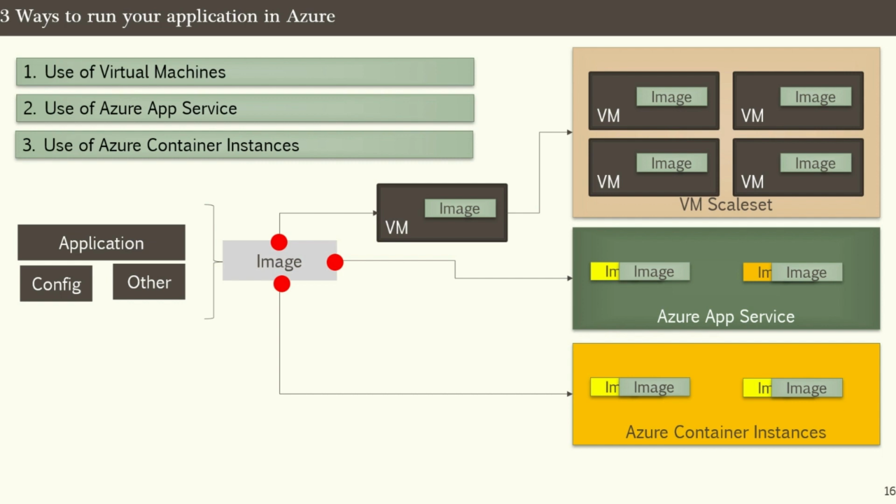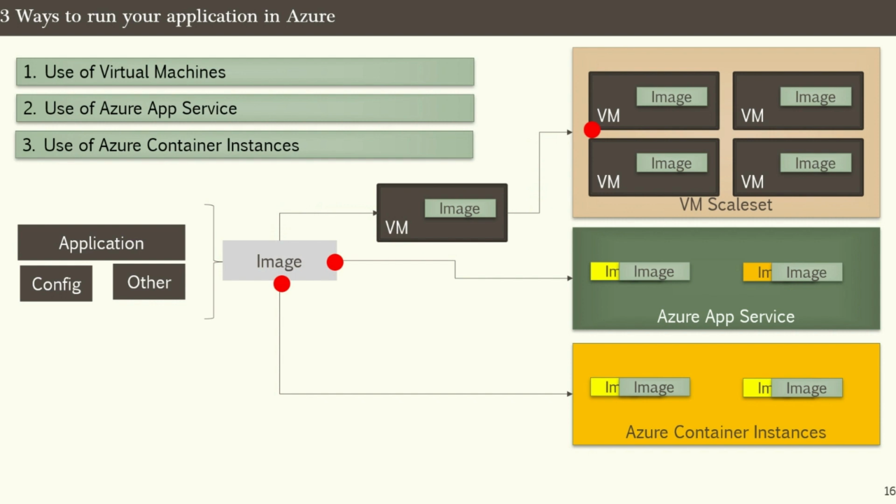Three ways to run your application in Azure. Well, there are many ways to run or host your application, and these are the three simple ways to host your application in Azure. The first one is the use of virtual machines, and you can build your virtual machine, put your images there based upon the OS choice, and you can run your application.